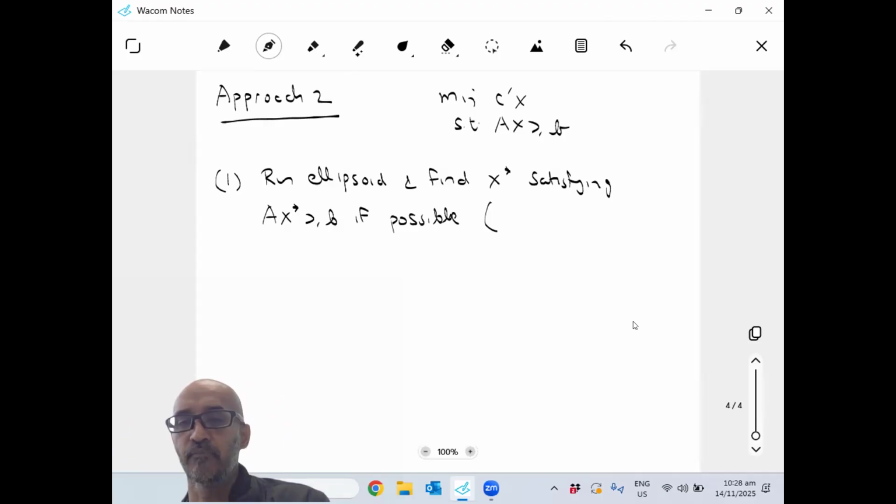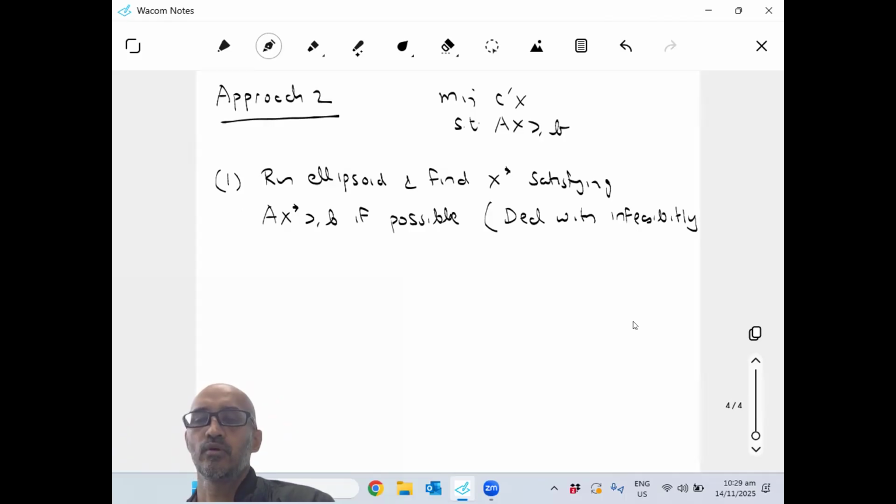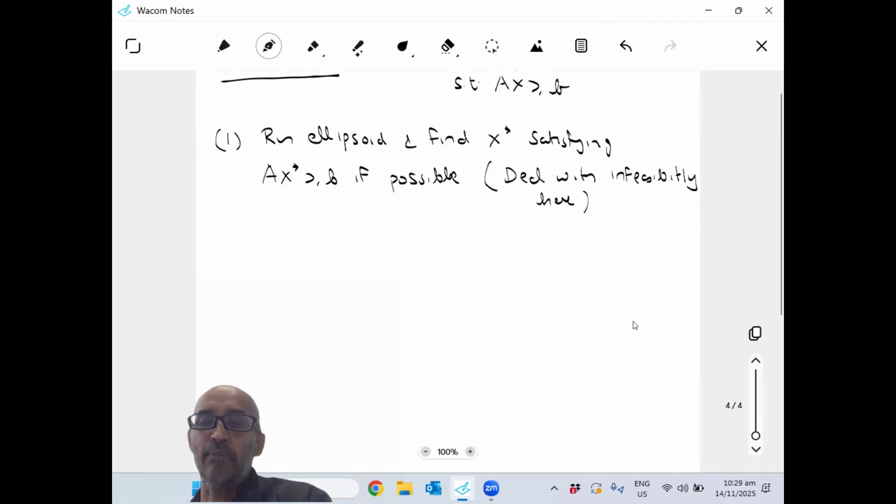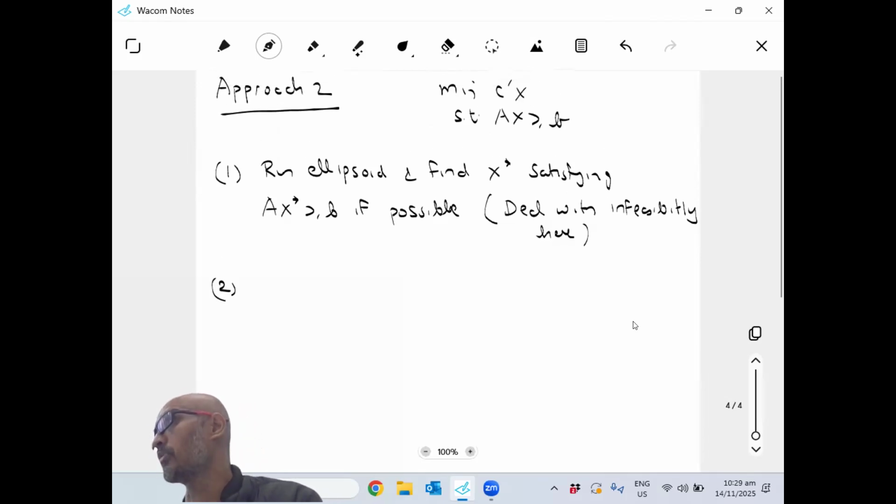We deal with the infeasibility issue here. Suppose it is infeasible, you stop the algorithm, you're done. You cannot find a feasible point, so clearly you can't find an optimal solution. What is the second thing that can happen? If it is feasible, it might be that this problem is unbounded, not optimal.